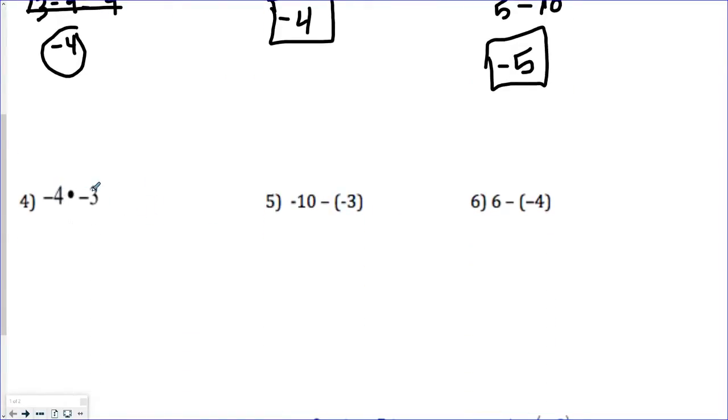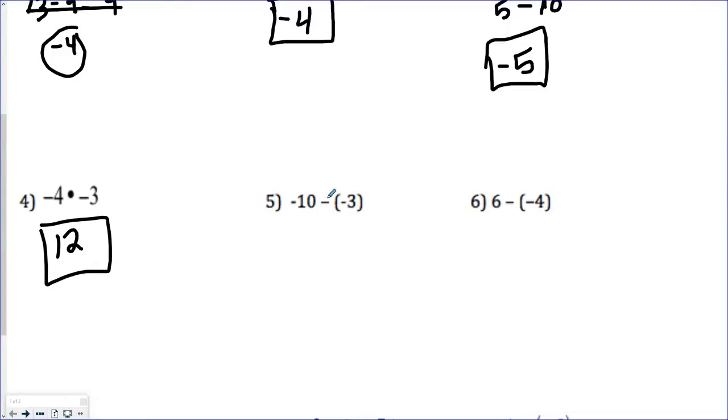But this one, well, what's 4 times 3? 4 times 3 is 12. If you have 2 negatives, when you multiply, they cancel each other out and make one positive. So my answer is positive 12. Again, 2 negatives, when multiplied, make one positive. They cancel each other out.